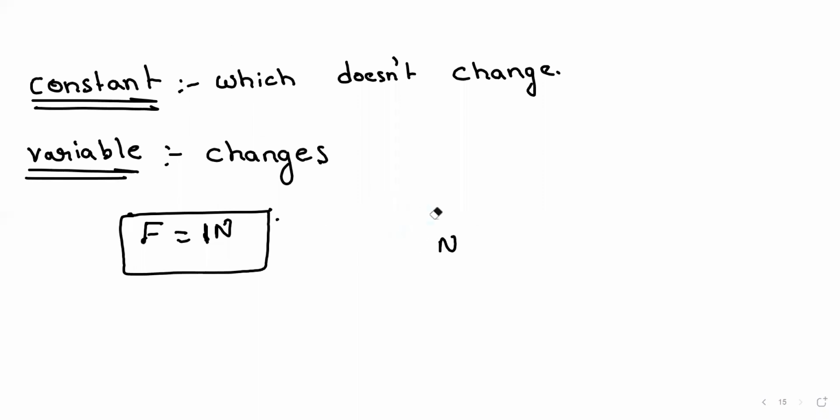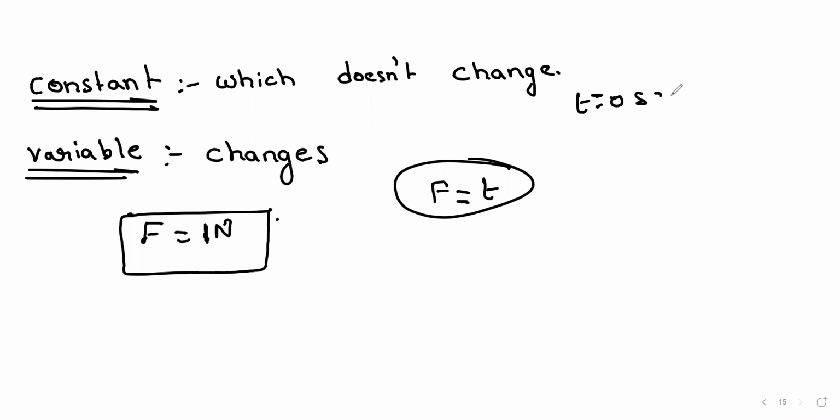Suppose I write force as F is equal to t. Is it constant or variable? Variable, sir. Why variable? Because it is changing. See, when time t is equal to 0 seconds, what is the value of F?